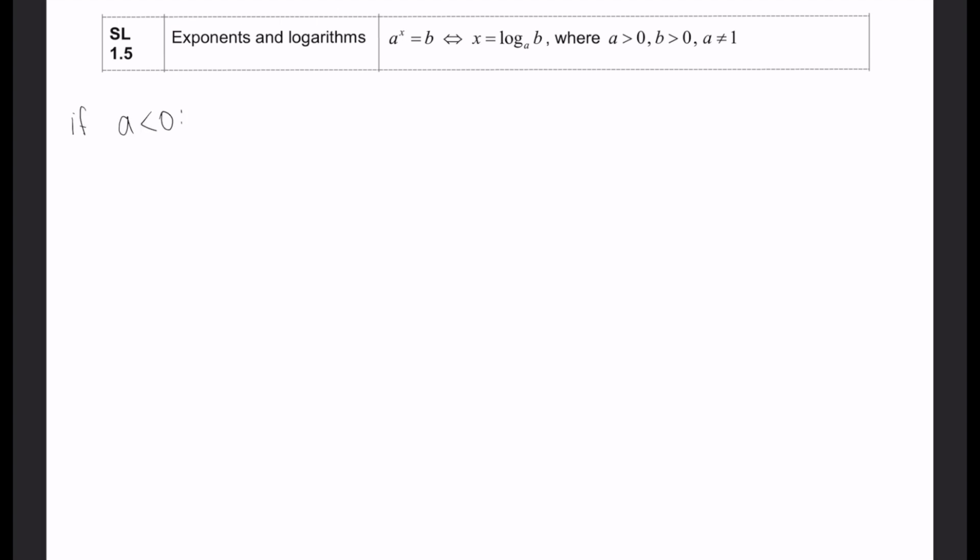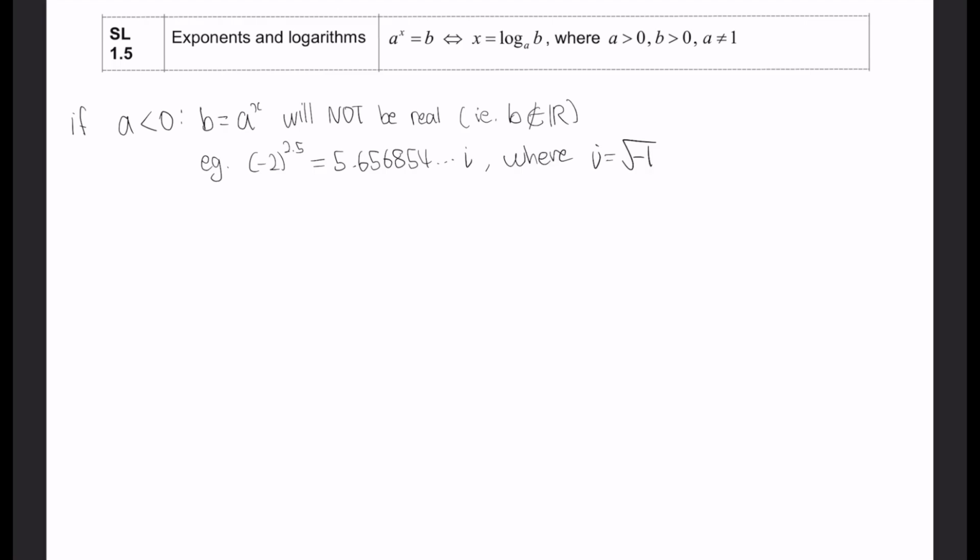Firstly, if a is less than 0, b, which is equal to a to the power of x, will not be a real number for any non-integer values of x. For example, enter -2 to the power of 2.5 in your calculator, and you will get the value 5.656854... i, where i here refers to the imaginary number that is equal to square root of -1. Higher level students, you will have a chance to learn more about this when we go over the HL only section of topic 1.